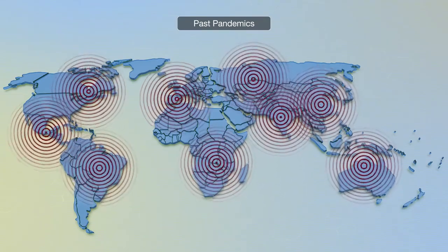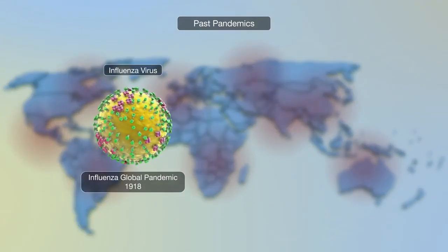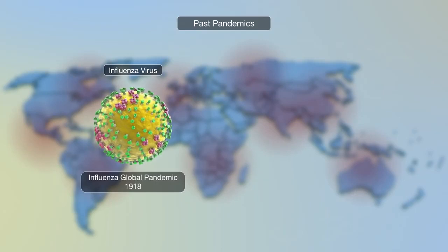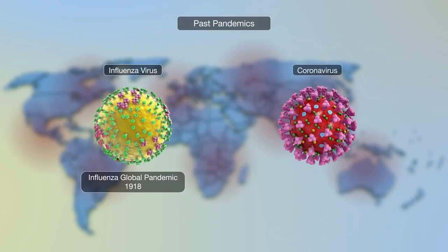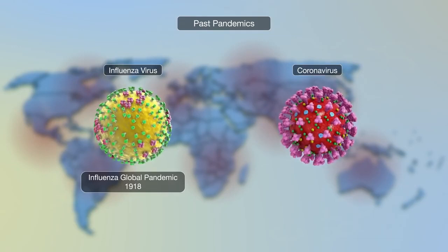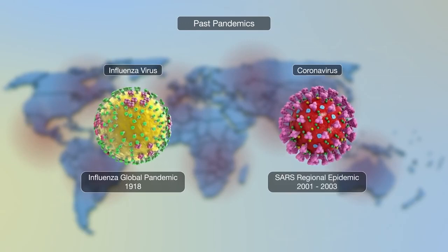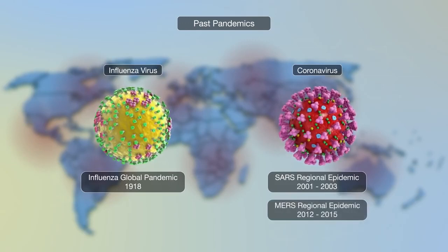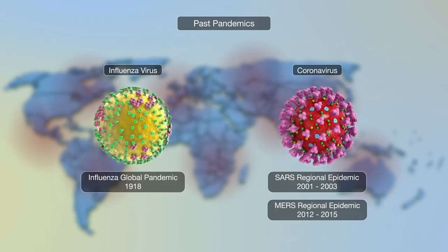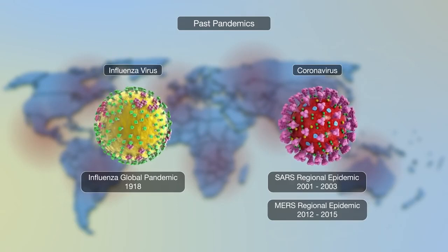In the last 100 years, there have been 4 global pandemics, the worst with the 1918 influenza pandemic, resulting in an estimated 50 to 100 million deaths. While no global pandemic has been born from the family of coronavirus, 2 regional epidemics have resulted from this family of viruses. They include severe acute respiratory syndrome, or SARS, and Middle East respiratory syndrome, or MERS, in 2001 to 2003 and 2012 to 2015, respectively, and resulted in over 1,500 deaths.